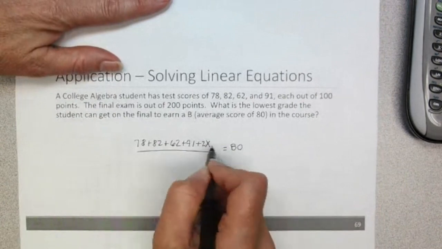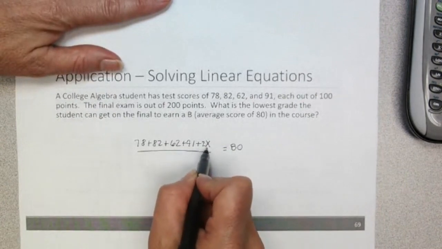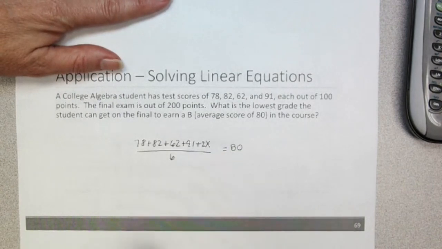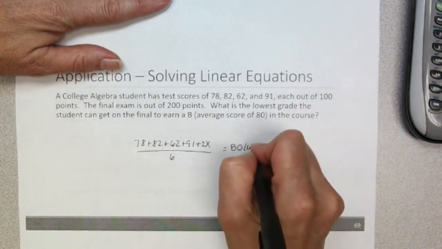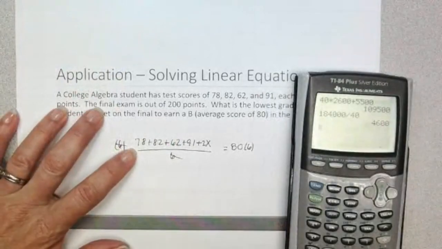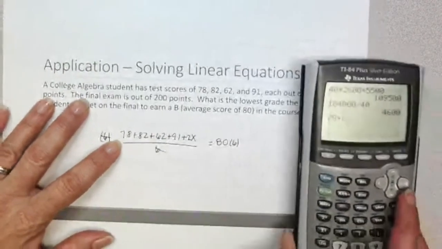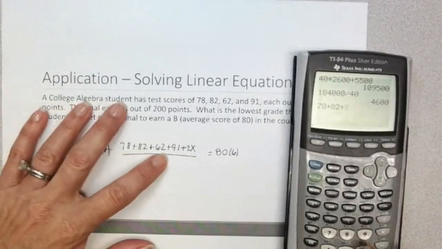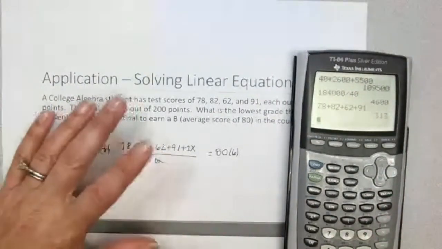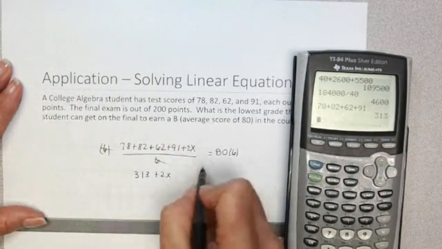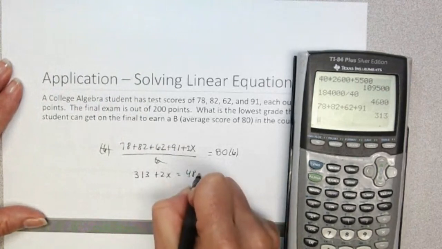Then I divide by how many tests there are, 1, 2, 3, 4. But if that final exam is worth 2, then I'm going to have to divide by 6, not 5, right? Okay, so if we multiply both sides by 6, that 6 will divide out. Let's simplify that left-hand side. 78 plus 82 plus 62 plus 91. All right, so that's 313 plus 2x is equal to 80 times 6, that's 480.